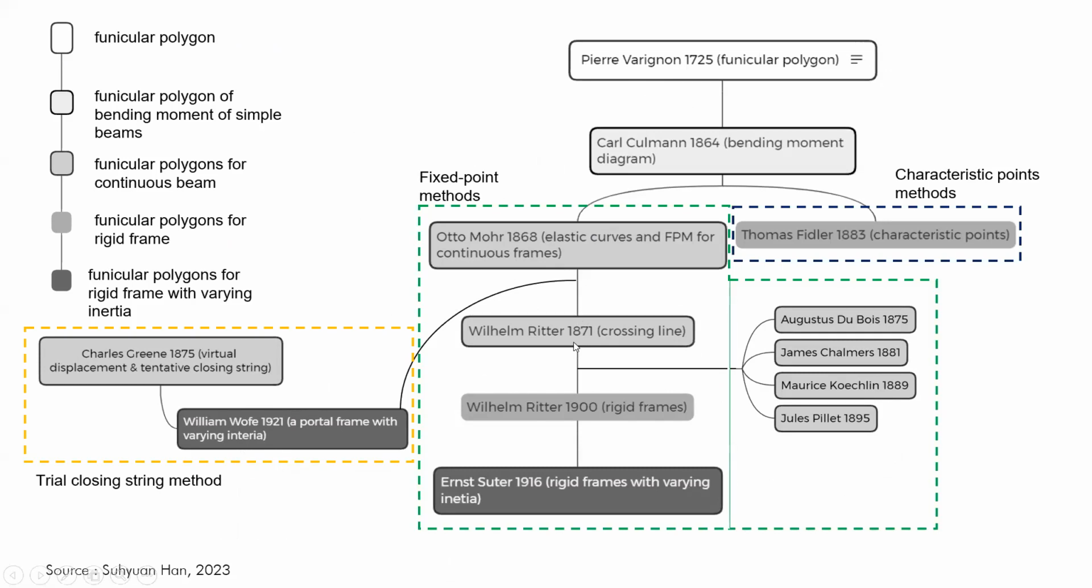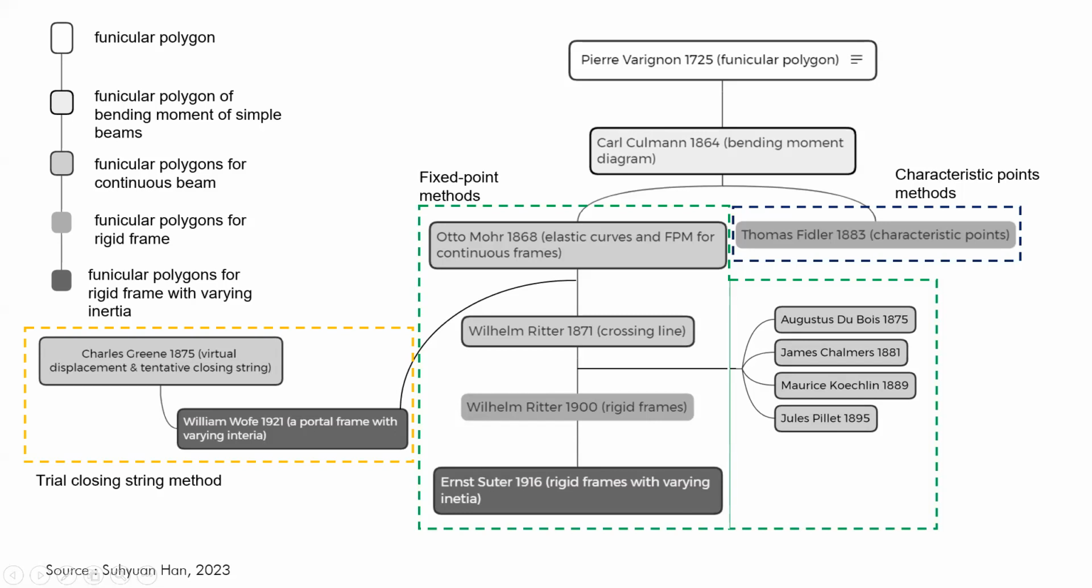And the technique will be more and more developed by Ritter to get finally the final contribution from Ostenfeld, Suter in 1916, who will be proposing the fixed point method. And I will give you an overview since the technique will be used by Robert Maillart for at least one bridge in Bern in 1938.